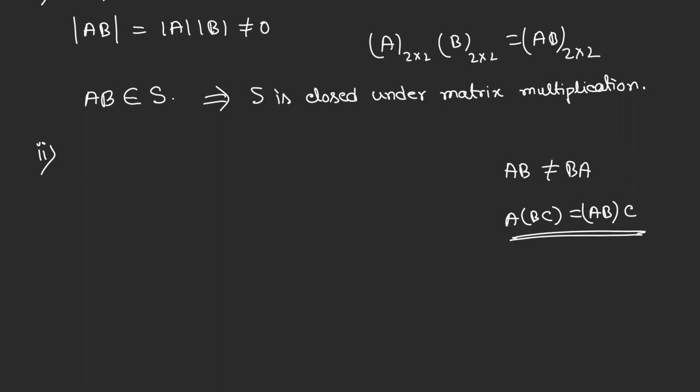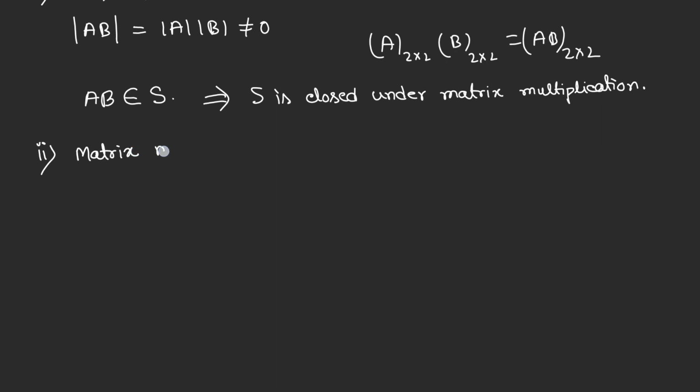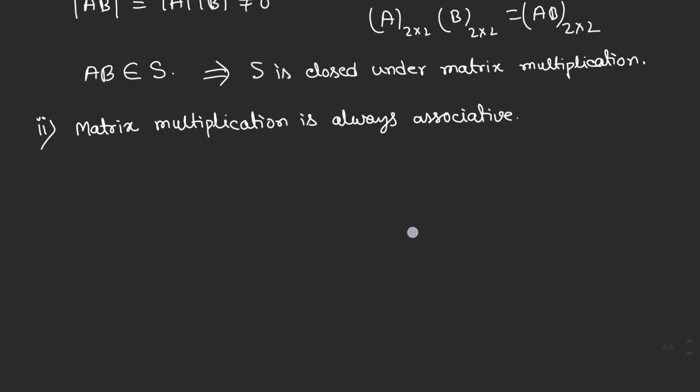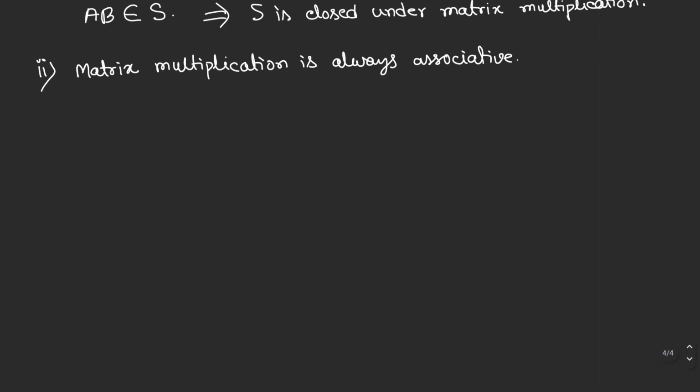Okay, so you can write that matrix multiplication is always associative. So the first two conditions are satisfied. Now number three: you have to find the identity element, and the element must be from the set S.